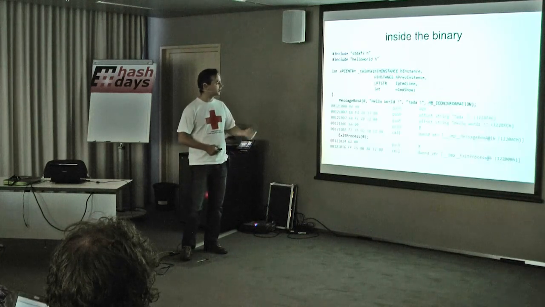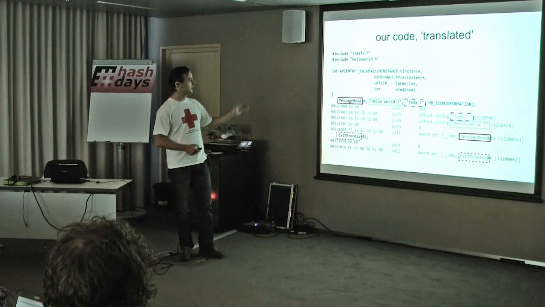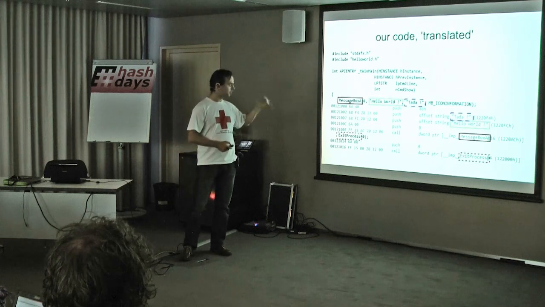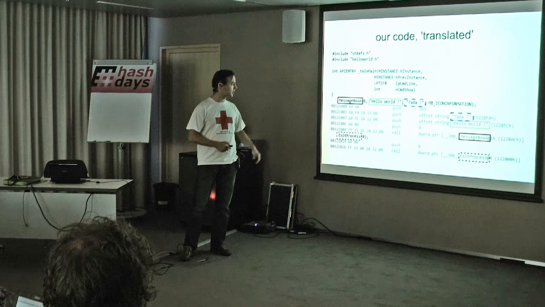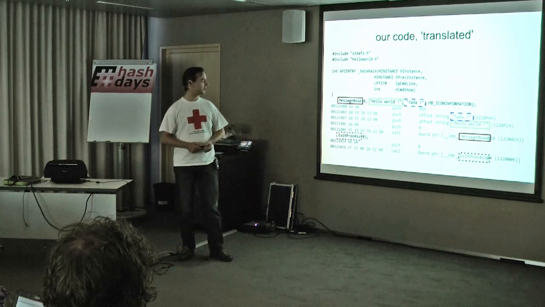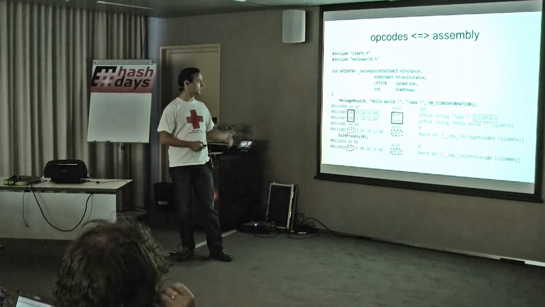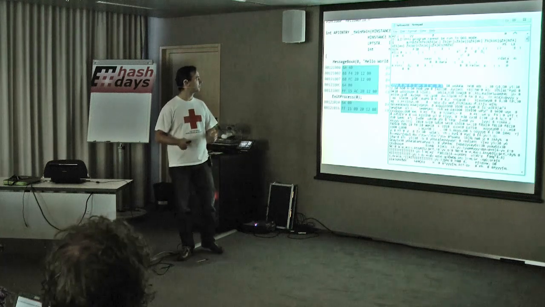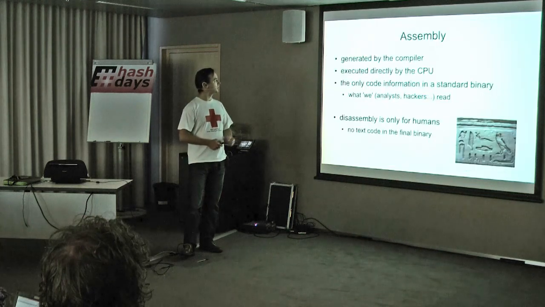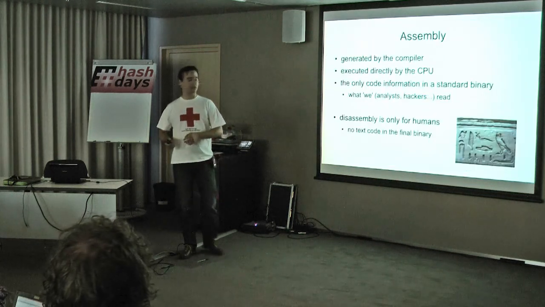So basically, you compile a binary. There is assembly. There are some common points between the code and the assembled code. Then, of course, there is a relation between the opcode and the code. By now, you all know that. What's important is that the assembly is generated by the compiler.